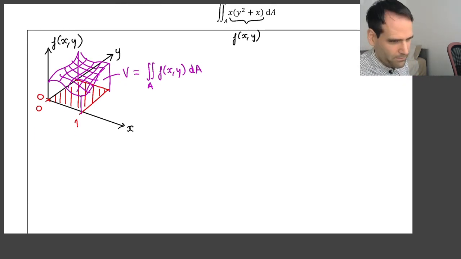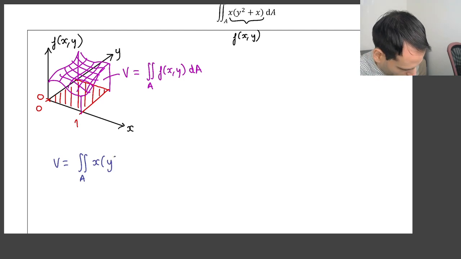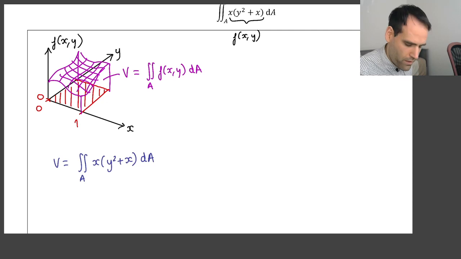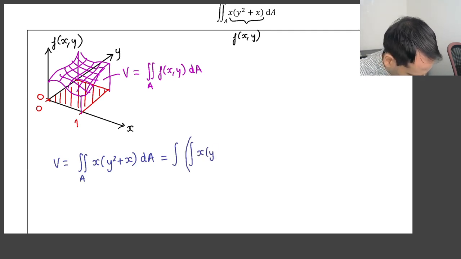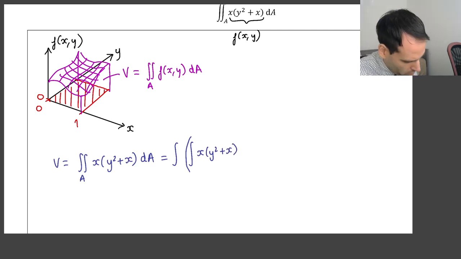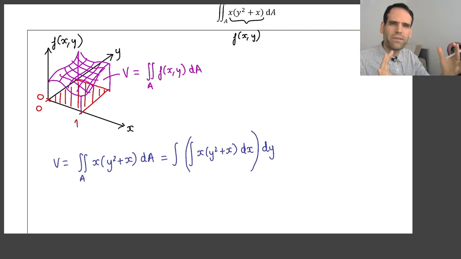So let's start. Volume is equal to the double integral on A of my function dA. So I'm going to apply Fubini's theorem, okay? And what did Fubini's theorem say? That I can do an integral inside of an integral. So let me first write the parentheses. I write the function here. And now I have to choose an order of integration. So let's do first dx. So that will be the inner integral, and then I do dy. So the outer integral will be along y.